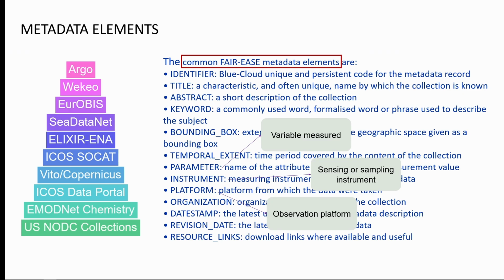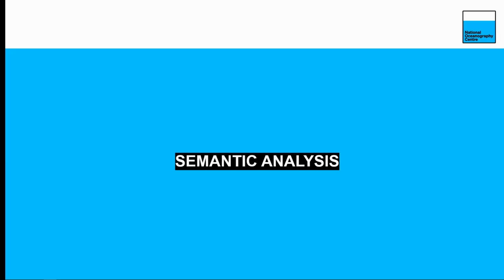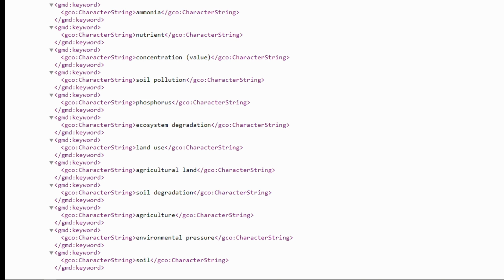So in order to be able to provide something practical and meaningful, we focused on 4 different metadata elements: the keywords, the parameters that are provided in a dataset, which are the variable measured, the instruments, which are the sensing or sampling instruments, and the platforms, which are the observation platforms. And we started analyzing manually initially. And we were faced with XML documents like this, with strings as words that we needed to understand.